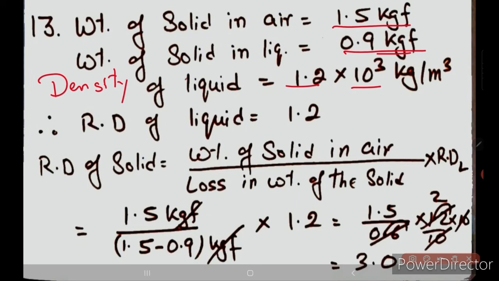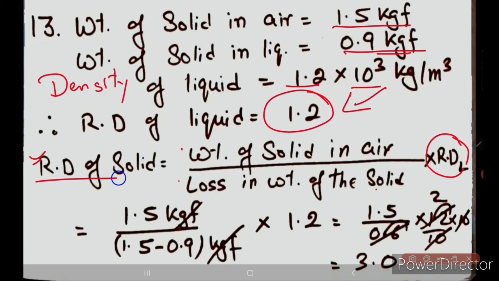Therefore the relative density will be just 1.2. If we have done number 3, now I think you will come to know how we arrived at this answer. Now the relative density of the solid will be equal to, this is the formula which we had discussed, the weight of the solid in air upon the loss in weight of the solid, that is the upthrust, multiplied by the relative density of the liquid used. So I think we have all of this, and thus we can calculate the relative density of the solid.